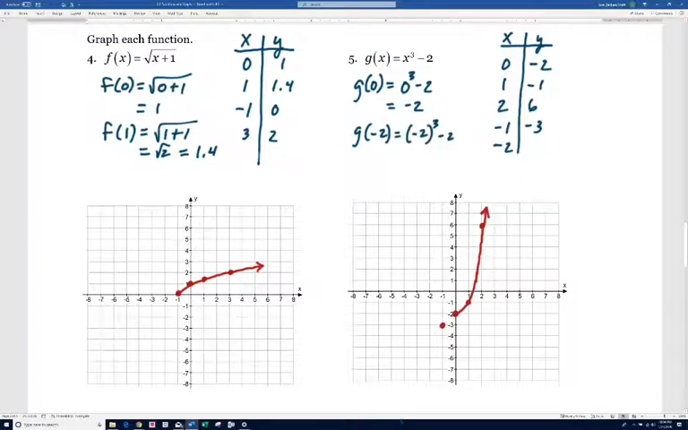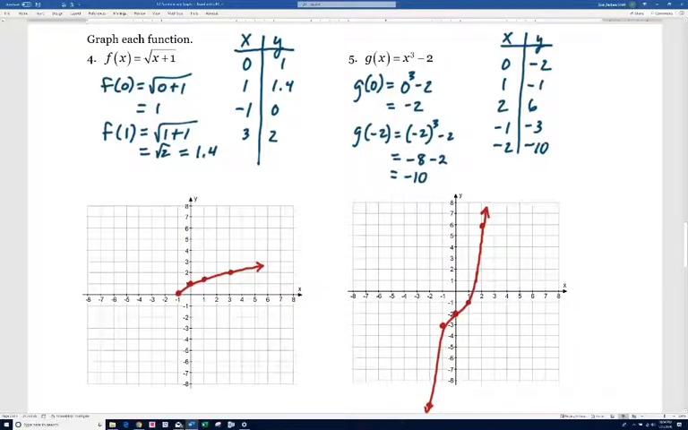You get negative 2 cubed minus 2. Well, negative 2, if you multiply 3 negative 2's, you get negative 8. Minus 2, you're going to get negative 10. And so we get the point negative 2, negative 10. We're a little bit off the grid here. And so you can see your graph's going to look something like that.